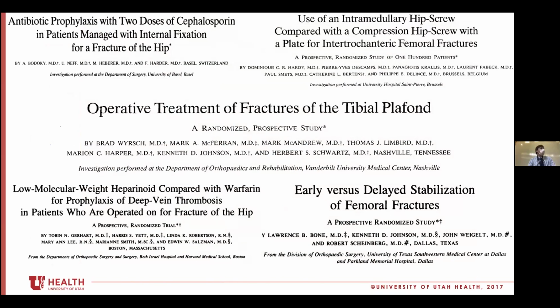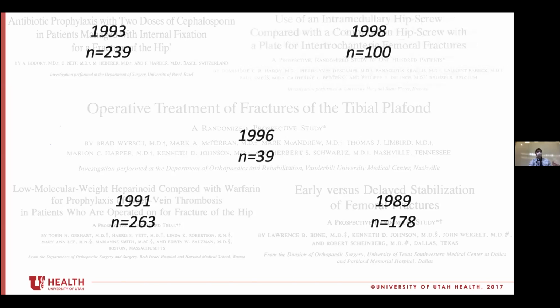I don't expect you to read the title of every study. Suffice it to say that many of these studies are still impacting care today, particularly that article in the lower right-hand portion, early versus delayed stabilization of femoral shaft fractures, has really changed the way we've managed polytrauma patients. And you see that these studies date all the way back to the late 80s. So we've been doing studies like this for a long time, but the cohort size in these studies really pales in comparison to other fields of medicine like cardiology or even rheumatology.